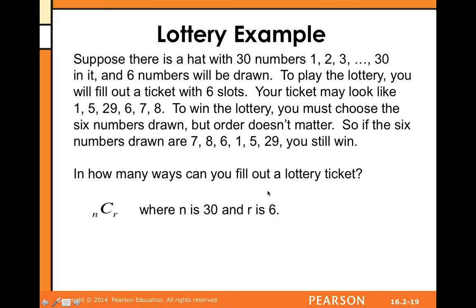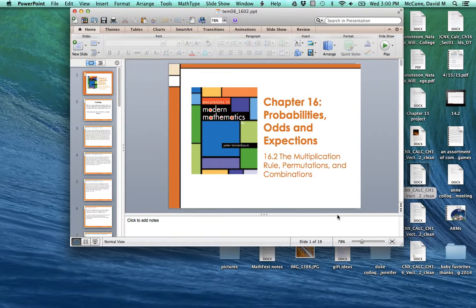Now if you think about the same exact question, how many ways are there to fill out the lottery ticket? The answer now is NCR rather than NPR, because now the order of your numbers doesn't matter. It will give you a different number.